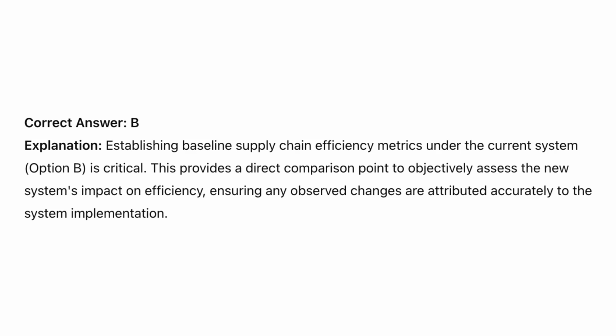Correct answer B. Explanation: establishing baseline supply chain efficiency metrics under the current system, option B, is critical. This provides a direct comparison point to objectively assess the new system's impact on efficiency, ensuring any observed changes are attributed accurately to the system implementation.